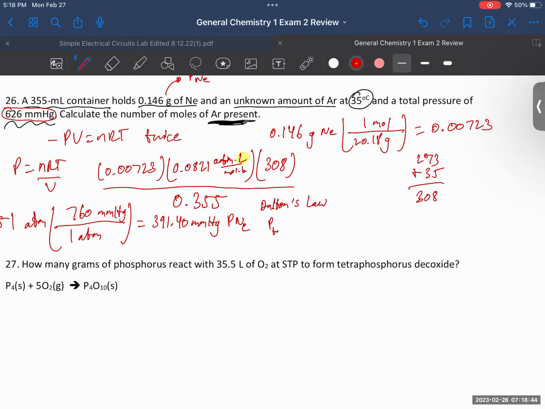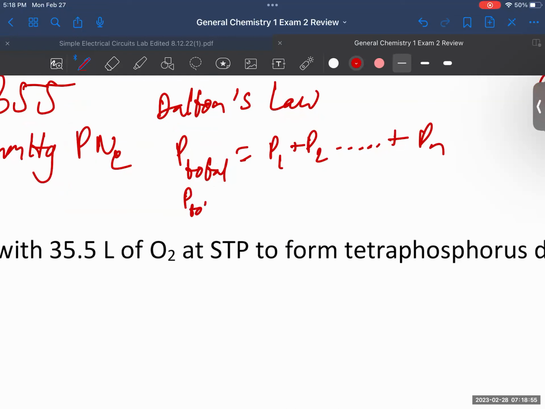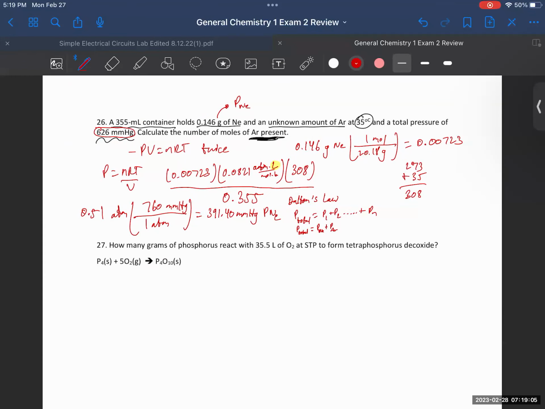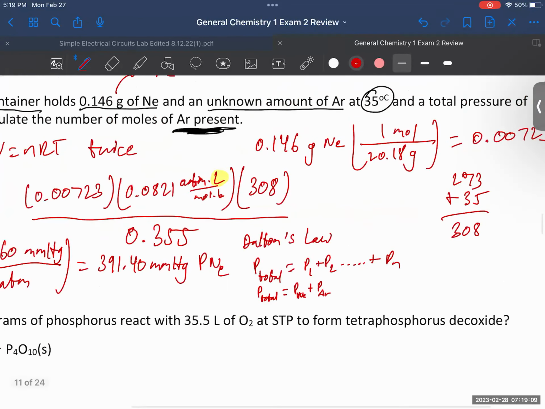Basically, what he says is the pressure total equals pressure 1 plus pressure 2 plus pressure n. So in this case, the total pressure is equal to the pressure of neon plus pressure of argon. So right here we have the pressure of neon and we have the total pressure. So we can find the pressure of argon.